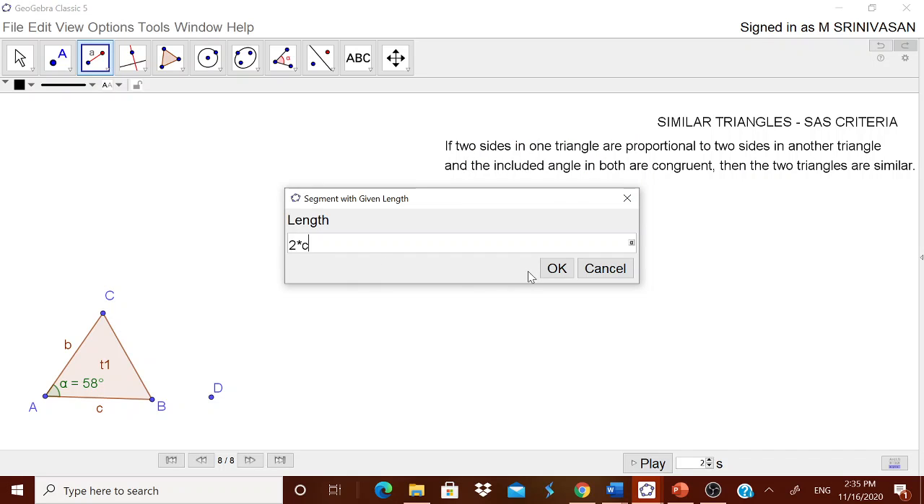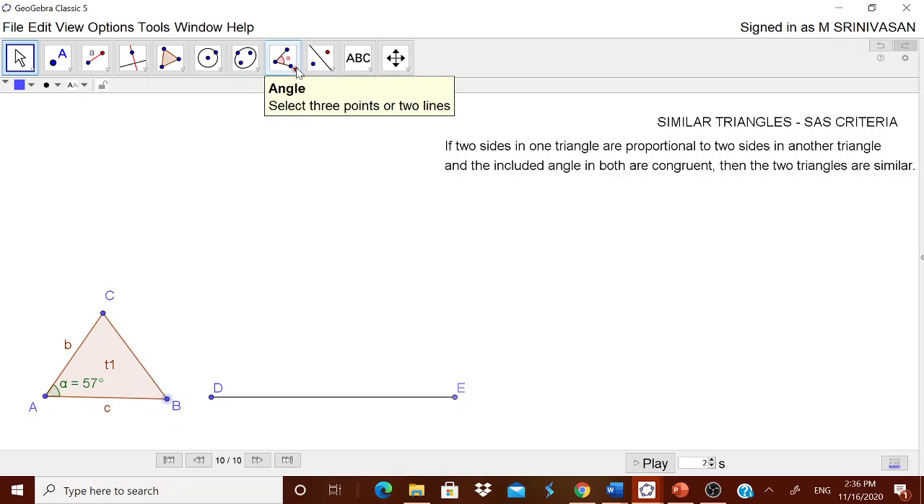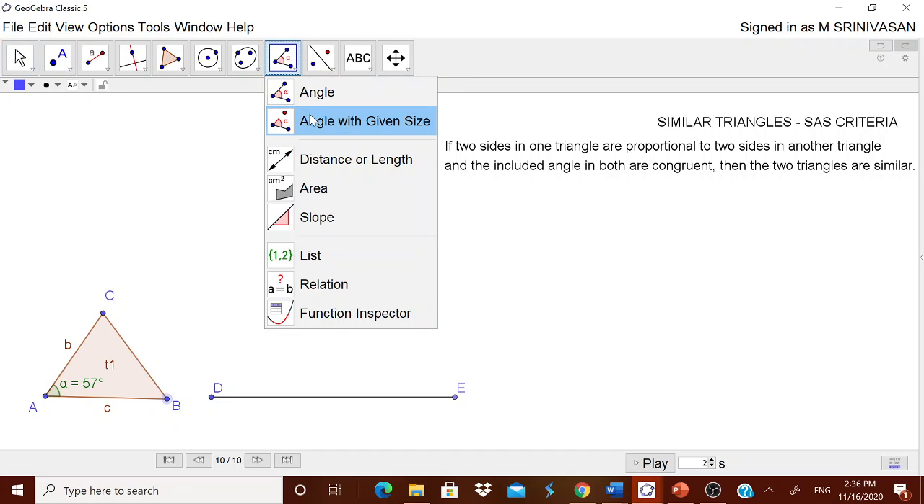Therefore, I am just clicking OK. Now when I move this, okay, escape. When I move this, you see that DE also is moving. Now I want the angle. The angle should be congruent. So let me take the angle now. Angle with given size.